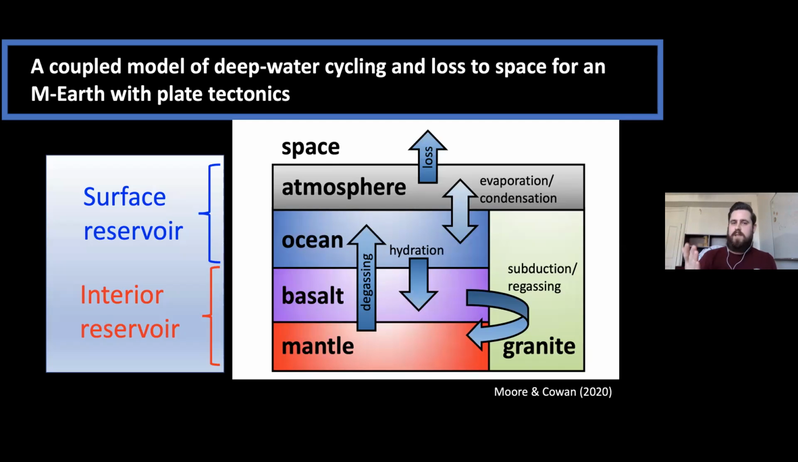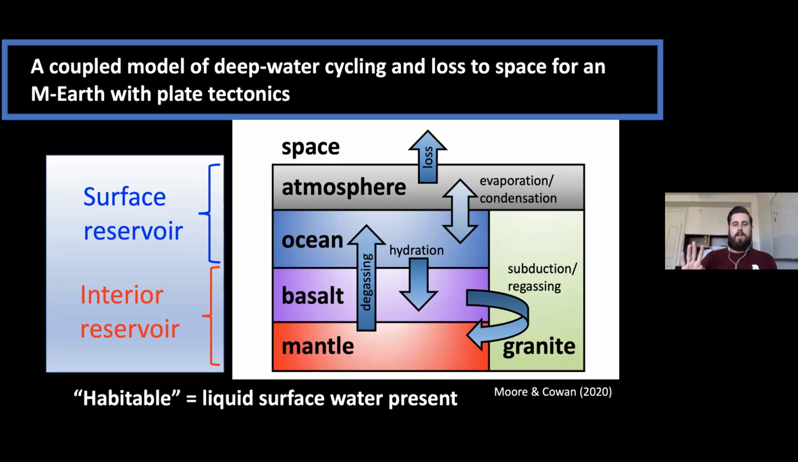And so we created this very simple two-box model to allow the simulations of the deep water cycle with loss occurring from the surface. The two boxes are just the surface reservoir, which contains the liquid ocean and the atmosphere above it, and the interior reservoir, the mantle, where water can be regassed back into it from the surface, but it's not available to be lost like it is at the surface to space. So as far as we were concerned, looking at this very simple two-box model, a planet is habitable as long as it has some liquid surface water present.